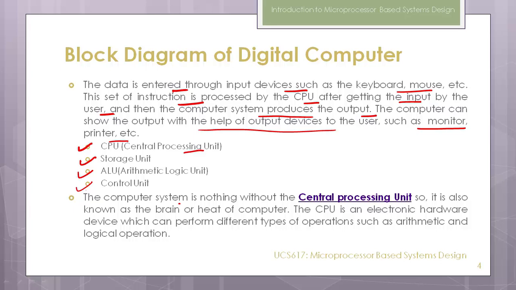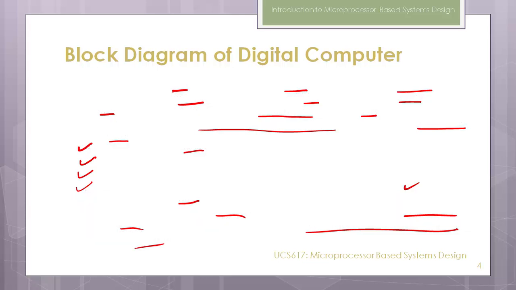Now the computer system is nothing without the central processing unit. So it is also known as the brain or heart of the computer. The CPU is an electronic hardware device. It can perform different types of operations such as arithmetic and logical operations.